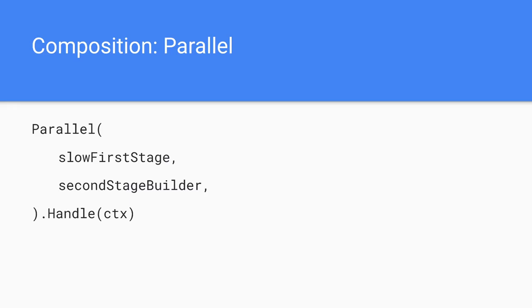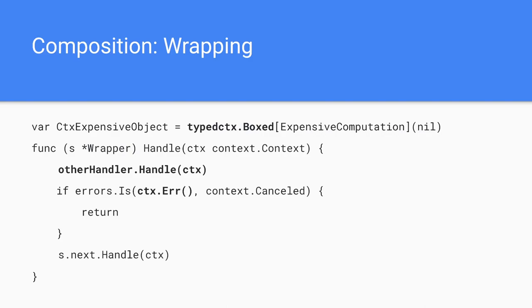But another way that you can compose handlers is via wrapping. If I have some existing handler, I can stick it inside of another handler and call it, and then I can check and see if there's been any errors there. Now, the thing here is that the context that is modified by the wrapped handler isn't accessible from the wrapper. And so there's some helpers in the same typed context package that helps deal with this problem.